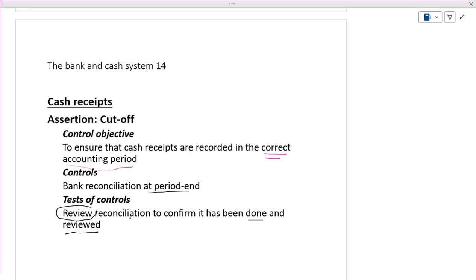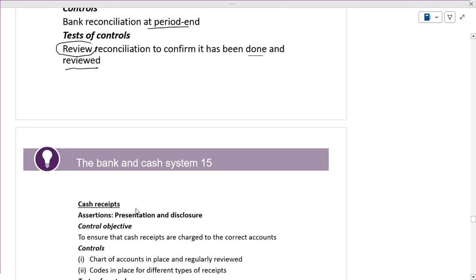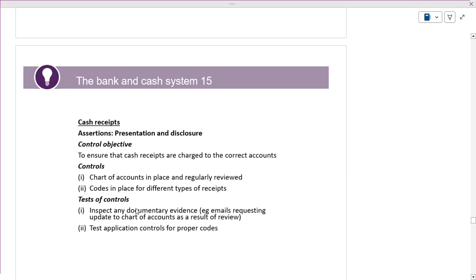Cutoff is, again, I am telling you, these are the easy marks. Cutoff is very specifically focused on the date. And last, again the same one: the last one is presentation and disclosure in your general ledger. Is it right?